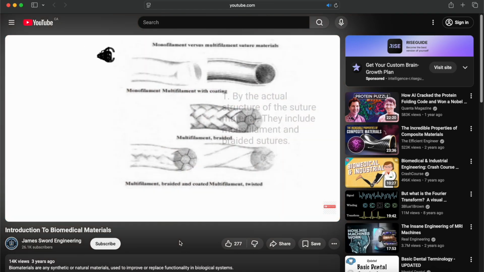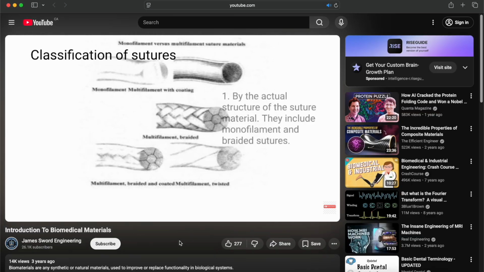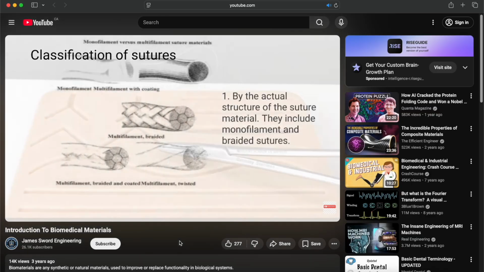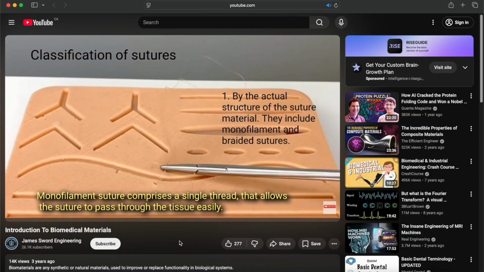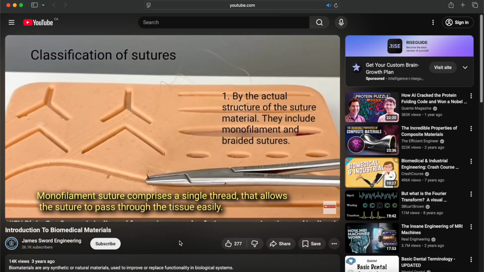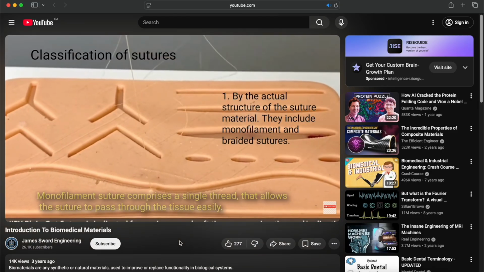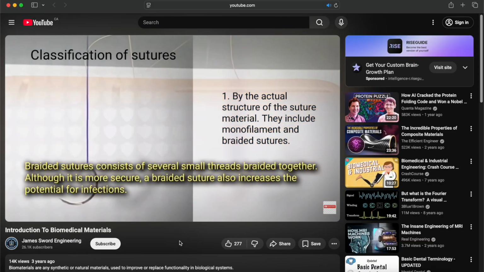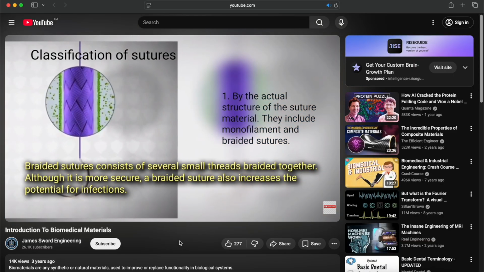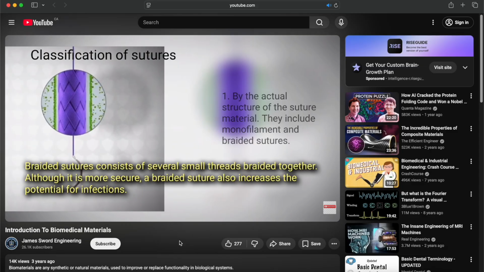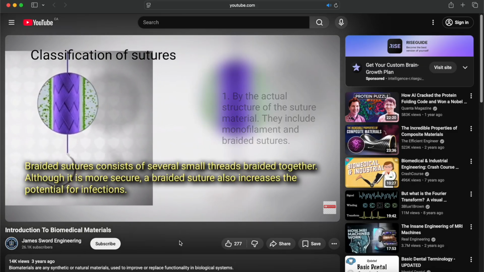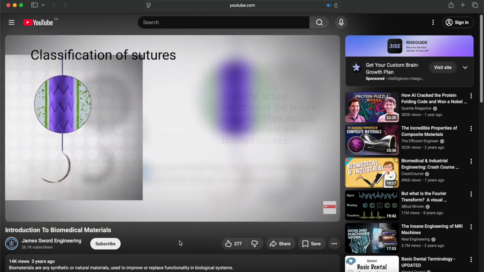Firstly, by the actual structure of the suture material. They include monofilament and braided sutures. Monofilament sutures comprise a single thread that allows the suture to pass through the tissue easily. Braided sutures consist of several small threads braided together. Although it is more secure, a braided suture also increases the potential for infections.